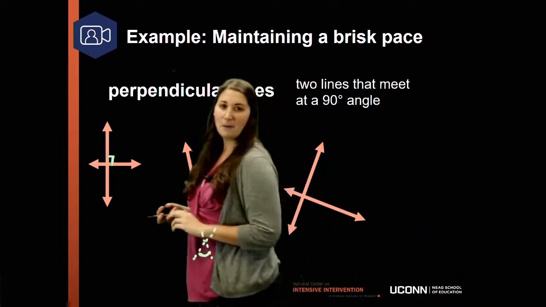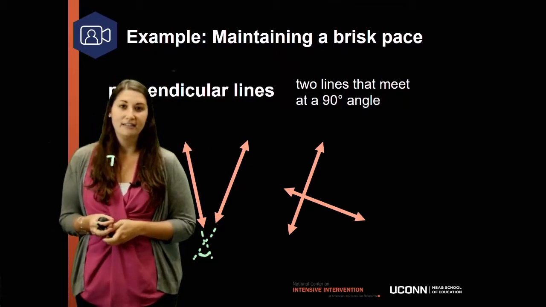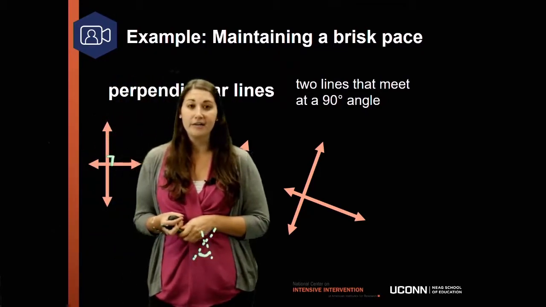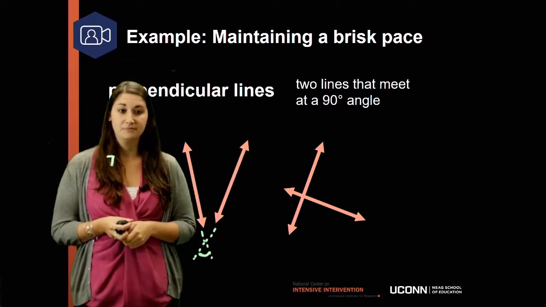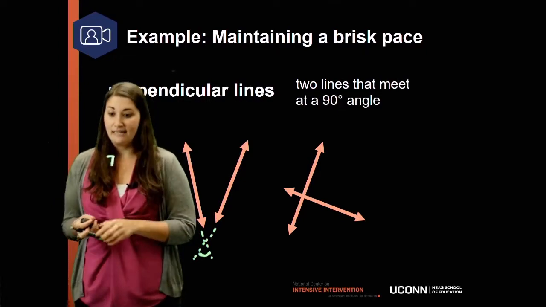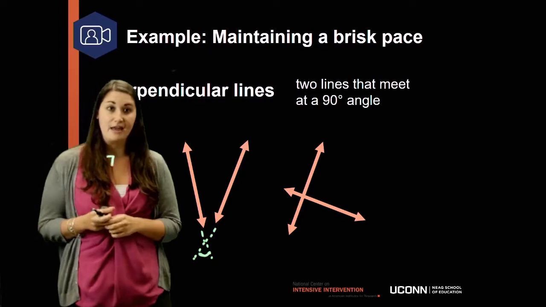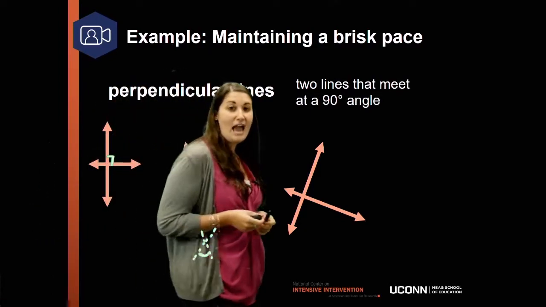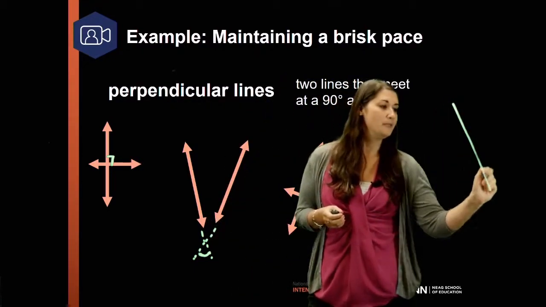Are these lines perpendicular? Thumbs up if you think they are, and thumbs down if you think they're not. I see lots of thumbs up. Turn and tell your partner why you think they're perpendicular lines. Nice, I like the way you said that they're perpendicular lines because they meet at a 90-degree angle. Very good. And let's try this last example on our own. Are these lines perpendicular?